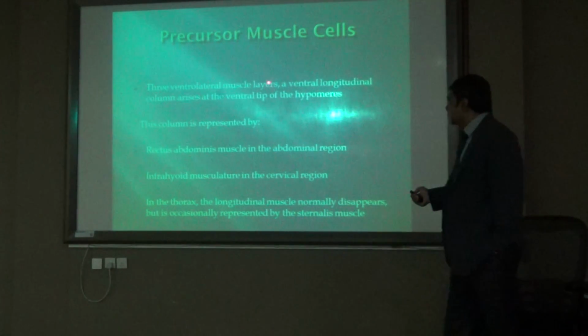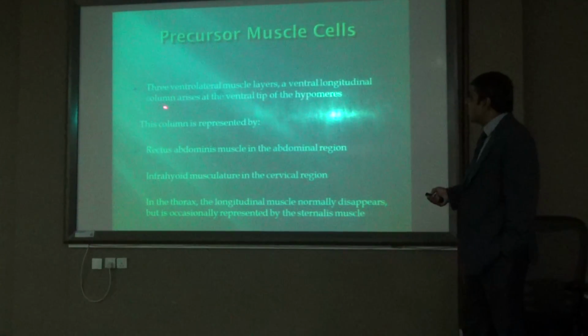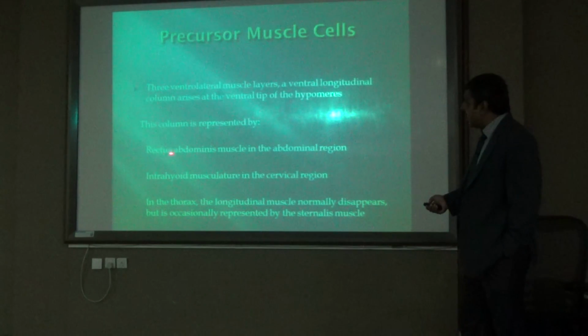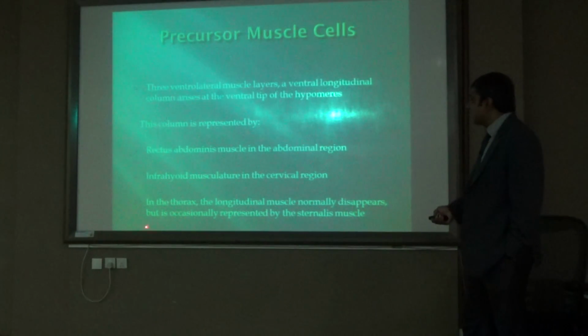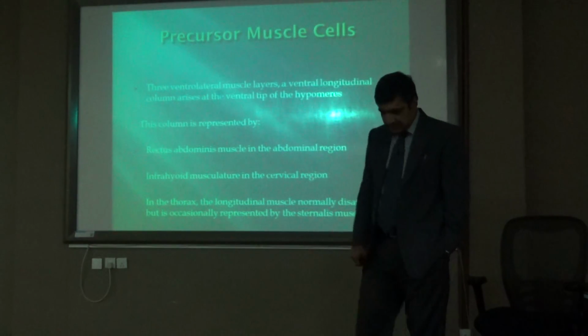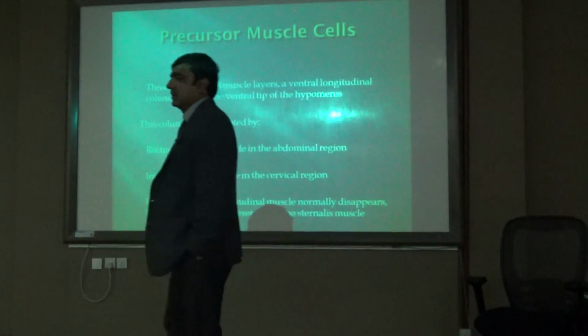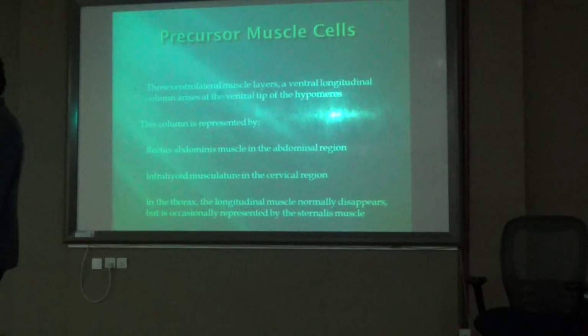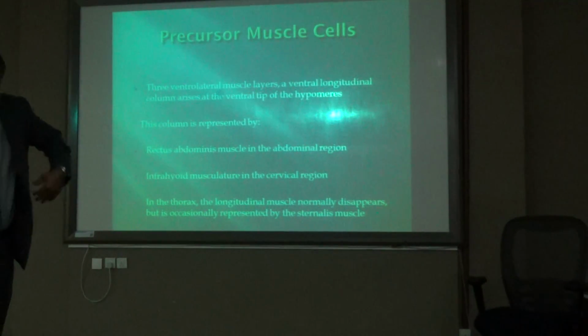Three ventrolateral muscle layers, a ventral longitudinal column arises at the ventral tip of the hypomeres. This column is represented by rectus abdominis muscle, infrahyoid muscle. In the thorax, longitudinal muscle normally disappears but is occasionally represented by the sternalis muscle. Again, same pattern. As we discussed earlier, 3 layers.